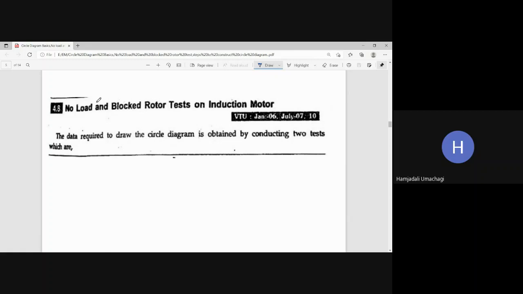voltage and note down V naught, I naught, W naught. And for the short circuit test or the block rotor test, you should hold the rotor till rated current flows through the ammeter and note down the corresponding short circuit voltage VSC, corresponding short circuit current ISC, and the copper loss information using the wattmeters, that is 2 wattmeter method. So that is nothing but WSC.